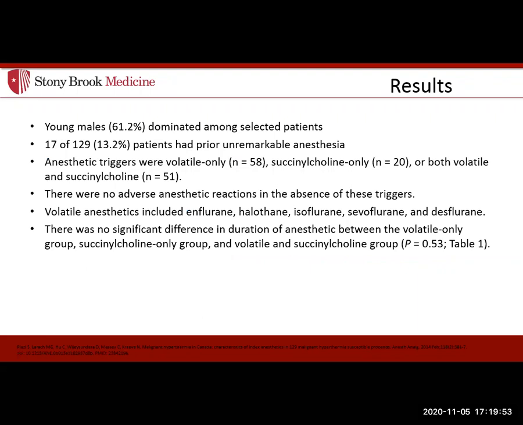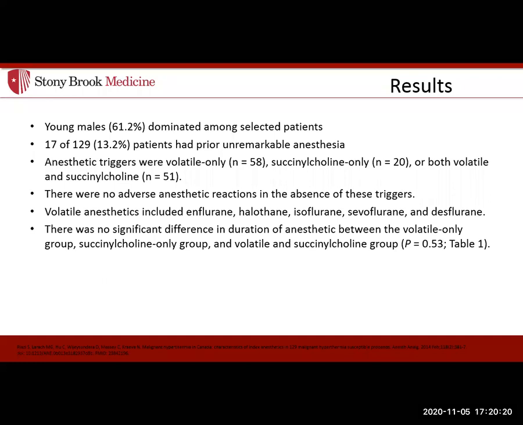So what did the study look at? So this was a retrospective study that looked at 129 patients who were survivors of adverse anesthetic reactions. What they found was that an overwhelming amount of patients, so 61.2%, were young males who were affected by MH, which just goes back to the beginning of our presentation where we find that this is the most vulnerable group to report an MH crisis.